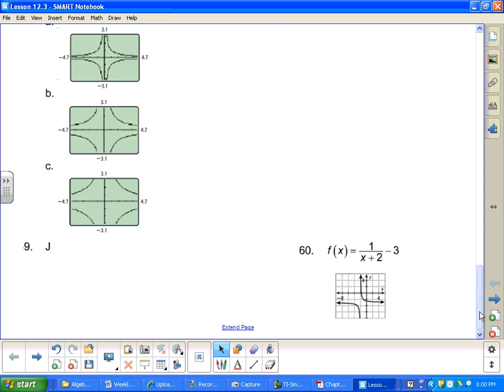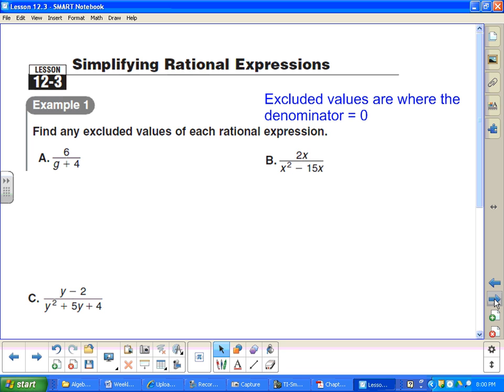All right, so we're going to look at simplifying rational expressions. Examples 1, 2, and 3 are for the assignment on Tuesday, and 4 and 5 will be for Wednesday. I'm going to do all of them, and we just need to stop the video on Tuesday, and then show it on Wednesday.